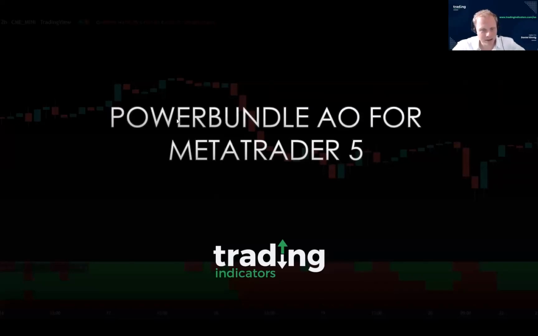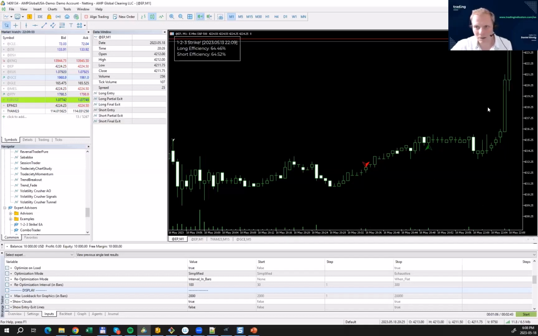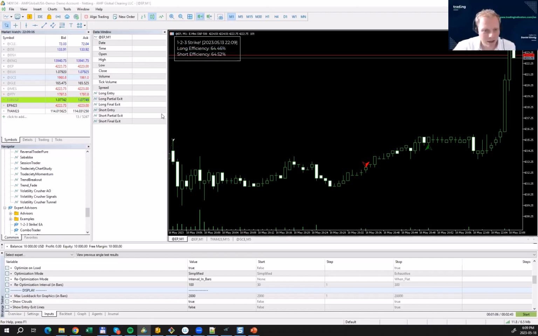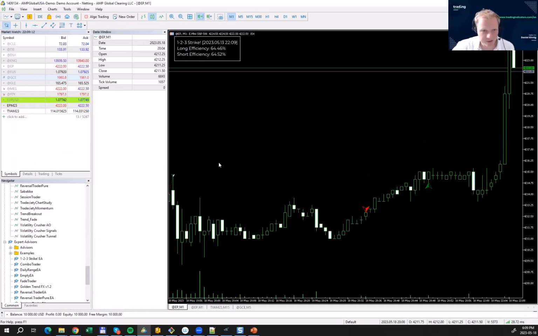Okay, so Powerbundle with auto optimization for MT5. And you know what, before I go through some slides, let's just switch over to MT5 right away, because I'd like to point out a couple of things. So let me quickly open up MT5, and I'm going to drag this away a little bit. Okay, so a couple of things. I'm going to talk about this chart in a second. Let me just make this a bit bigger so it's a bit easier to see.